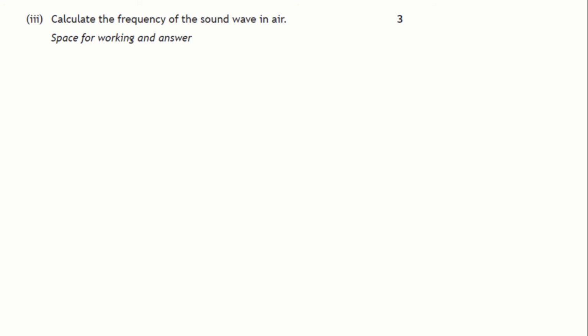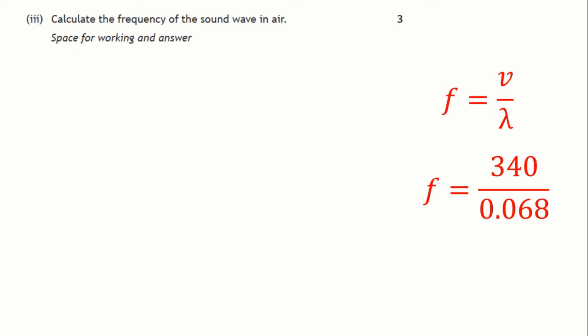The last question asks us to calculate the frequency of the sound wave in air. You should know by now that to calculate a frequency, it's the speed divided by the wavelength. From a previous video, the speed of sound in air is 340 meters per second. We calculated the wavelength in the previous question too, so we know both of these values. That gives us 340 divided by 0.068 meters to give us a frequency of 5000 Hz or 5 kHz.